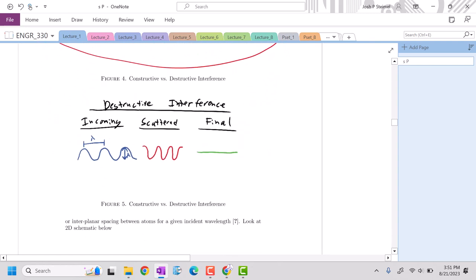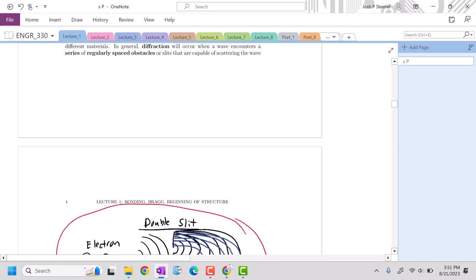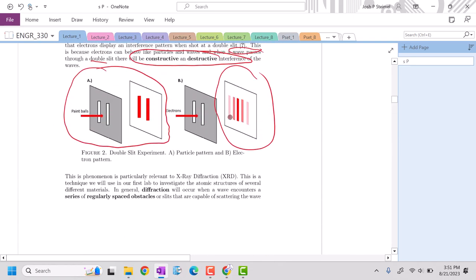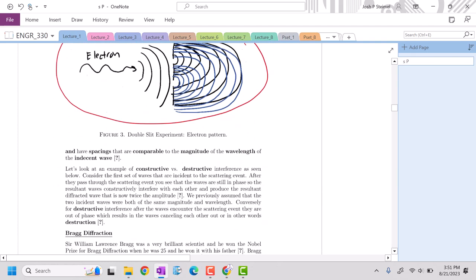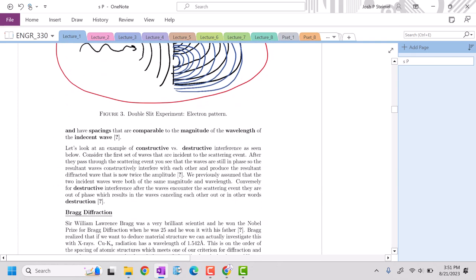If these waves are phase shifted by 180 degrees, when I add them, I'm high here and low here, and the result will be zero. So this is perfect destructive interference. You can see here that the bands are constructive interference, and when there's nothing, these gaps are destructive interference, kind of like ripples in water in an array. This is a very, very important phenomenon that we can observe here.